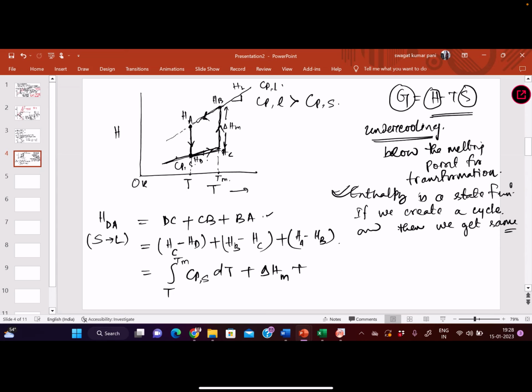Then plus this path, what is this? We are considering undercooled liquid. Okay, so liquid is here to here, then it transforms here ideally, but we are taking that to this temperature, and that is still liquid. So we have to take Cp of liquid, that is which temperature? Tm to T. So remember the limits here, notice the limits, Tm to T, Cp of liquid dT. So is it clear till now or any doubts?